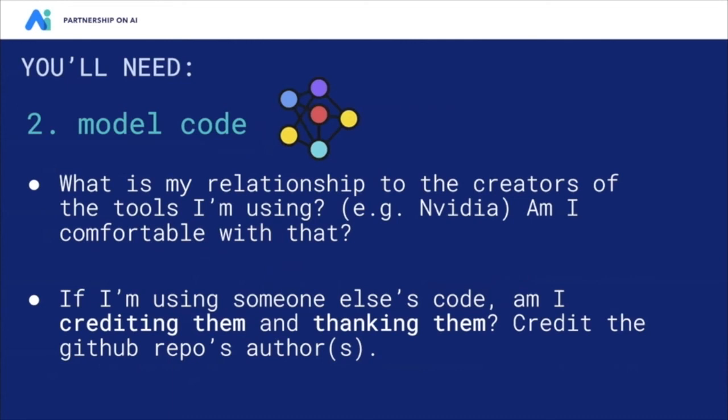Second, when you're using model code from GitHub repos, you should think about what your relationship is to the creators of these tools. Often the case, it'll be NVIDIA. And are you comfortable with that relationship? If you're using someone else's code, like an individual AI researcher or someone who has just created this GitHub repo and open sourced it, are you crediting them and are you thanking them?